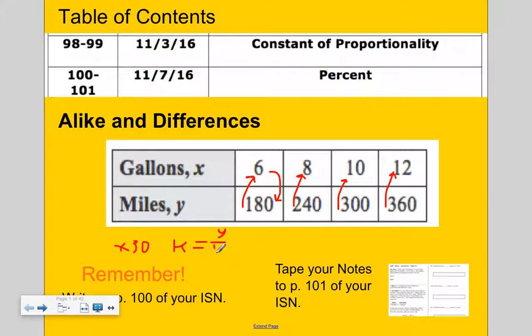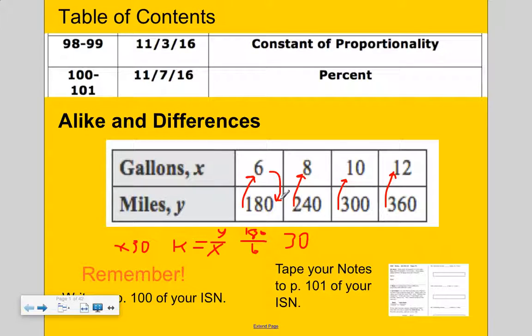If this was graphed, you would take an ordered pair from the coordinate plane, and the Y would go in the numerator, the X would go in the denominator. 180 divided by 6 is 30. So what is this constant of proportionality? It is a constant ratio comparing two quantities.